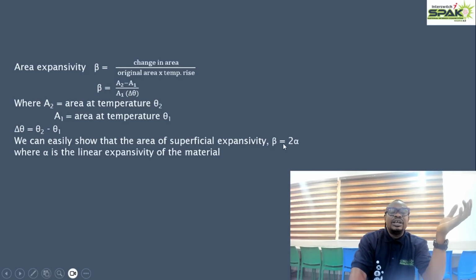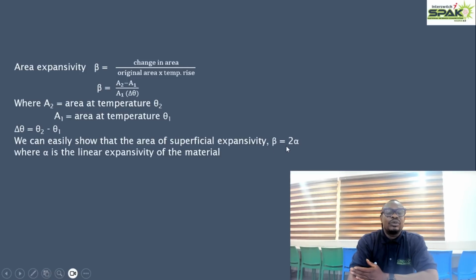That is beta equal to 2 alpha. That is what we have here. So this is the formula of what we have here. Then this change in temperature of course gives us this. Okay, we can easily show that the area expansivity, or superficial expansivity, which is beta, is equal to 2 alpha, where alpha is the linear expansivity of the material.